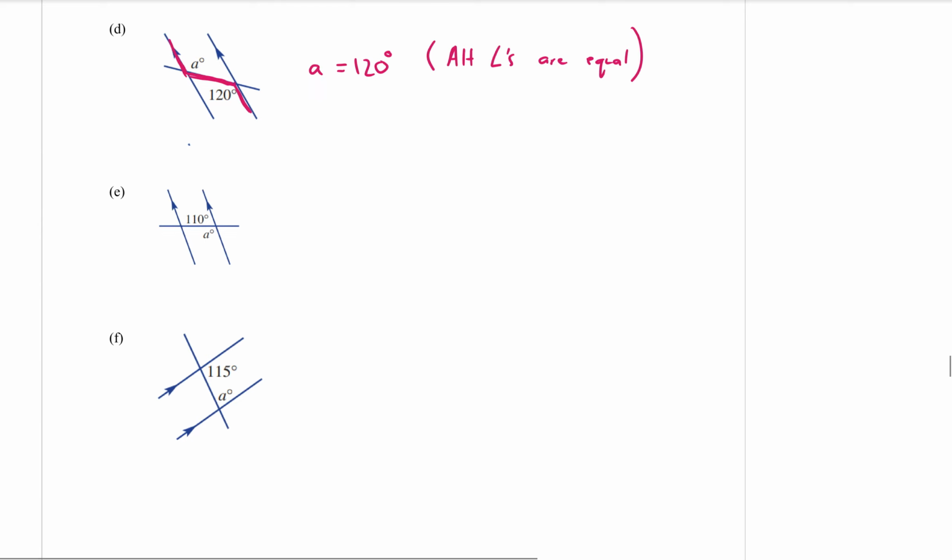Part E, this 110 should be this angle over here, and the A over there is making another Z shape. So those angles are alternate and they're equal as well. So A equals 110 degrees because alternate, which is ALT for short, angles are equal.